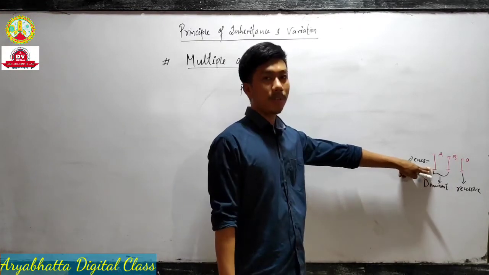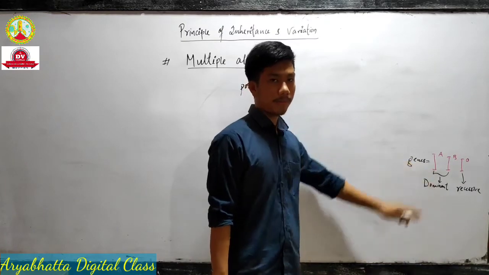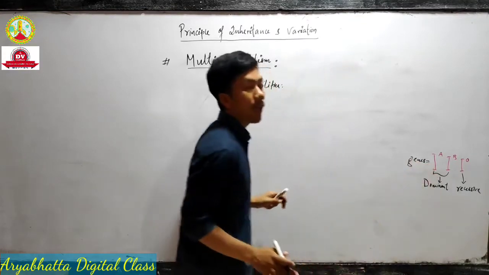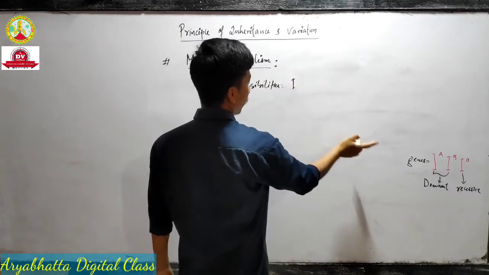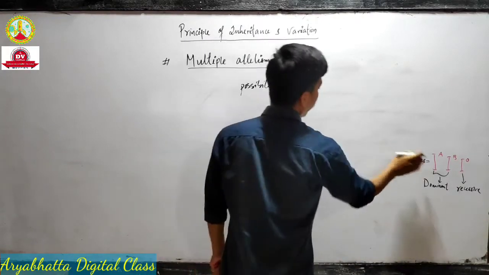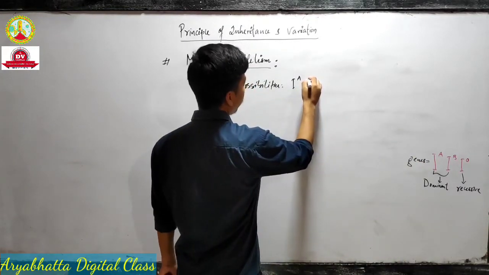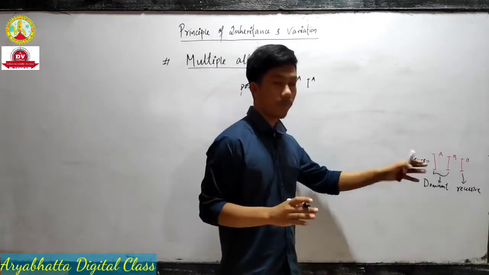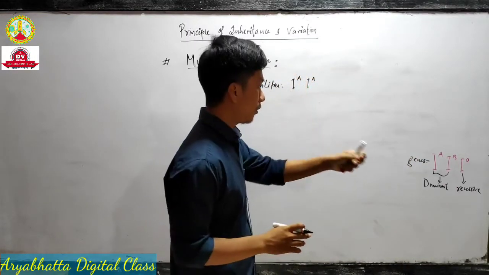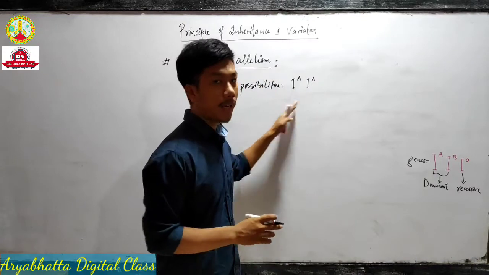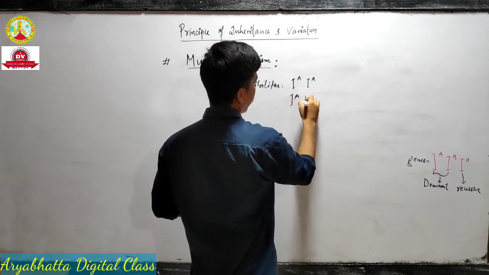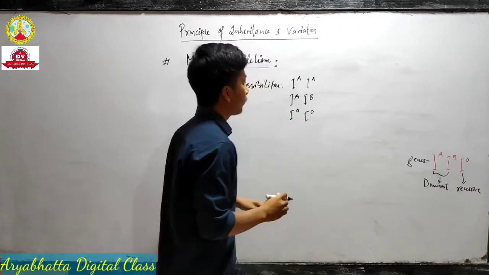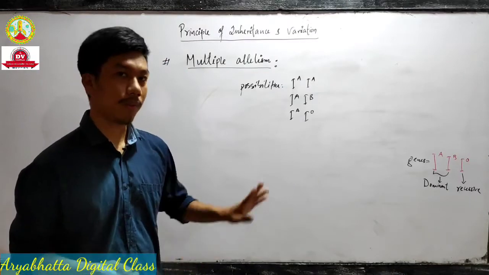First, we will see the possibilities of the first gene IA. When we cross IA and IB, it can be IA and IA. We are not making a cross, we are seeing the possibilities. It can be IA and IA, IA and IB, or IA and IO. So we are seeing the possibilities of the first gene IA.